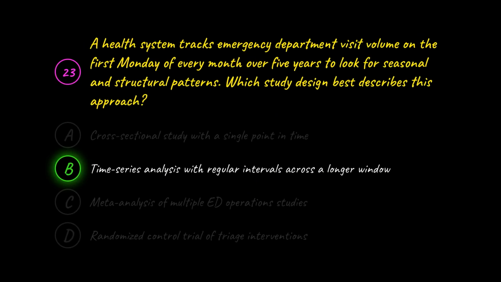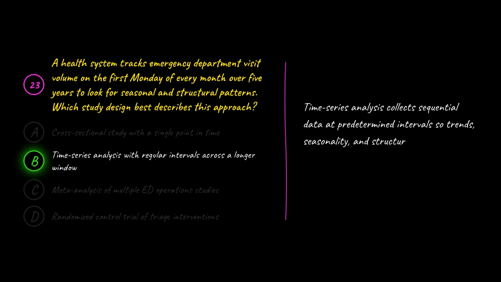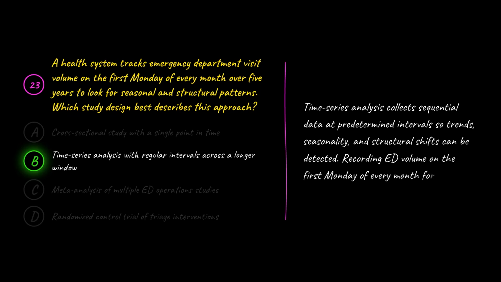The correct answer is B. Time series analysis with regular intervals across a longer window. B is correct because time series analysis collects sequential data at predetermined intervals, so trends, seasonality, and structural shifts can be detected. Recording ED volume on the first Monday of every month for 5 years produces a regular interval series. It is a defining example of the design.